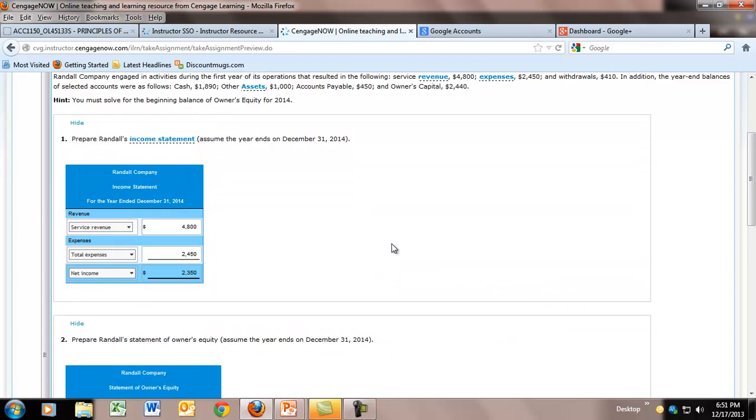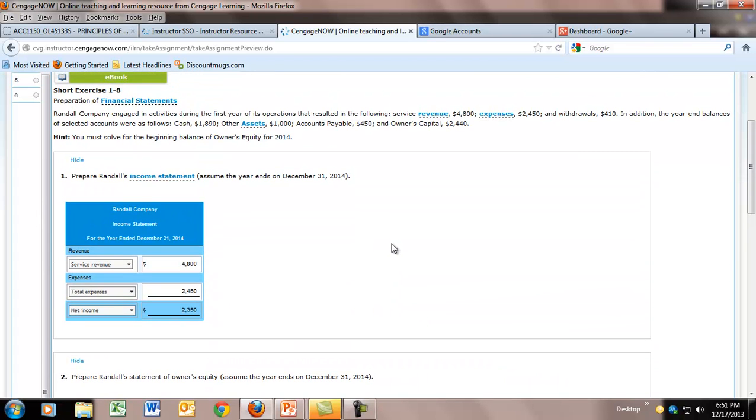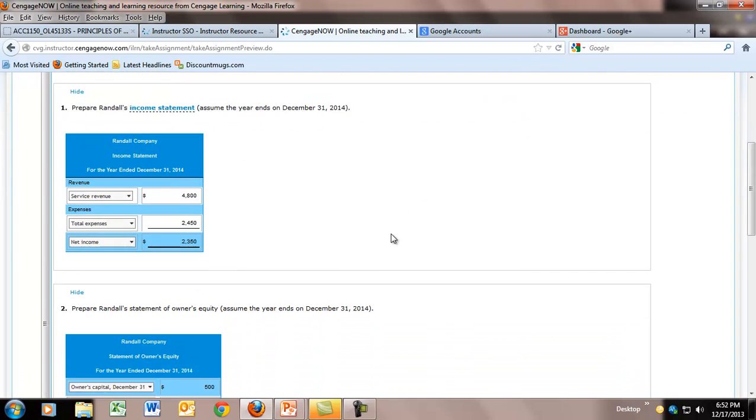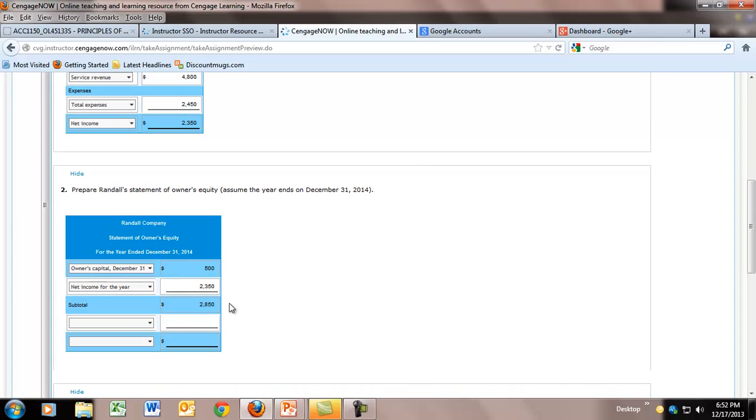Then I can scroll back up and see if there's anything else that happened, and it said I had withdrawals. So I'm going to need to subtract out my withdrawals on the statement of owner's equity. So less withdrawals. The total amount of withdrawals was $410. So now I'm ready to calculate my ending owner's equity, which will be my owner's capital as of December 31st.